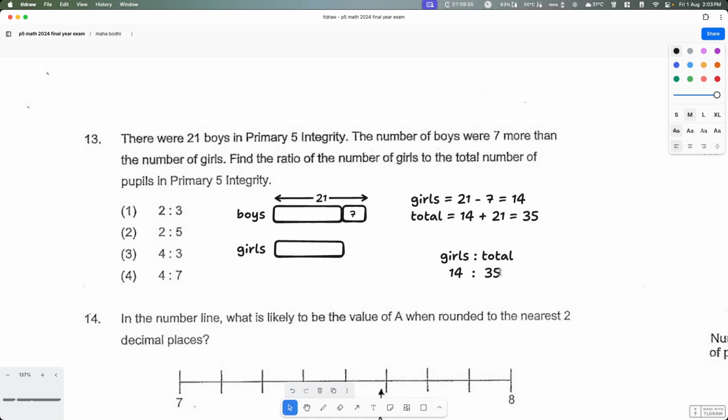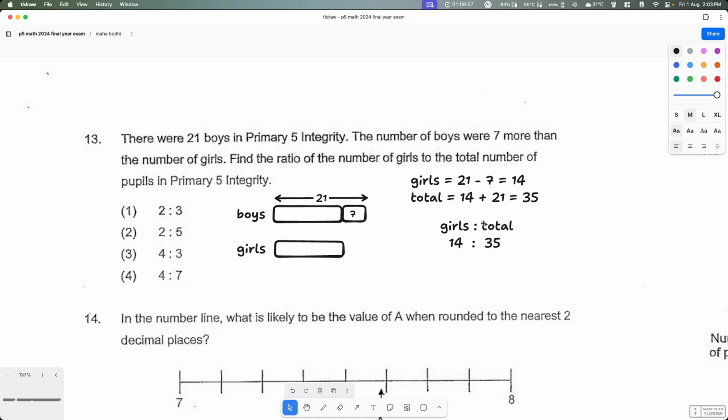So can we simplify this? Of course. So we can divide by what? What is the common multiple? 7, right? Divide by 7 for both. And this will then become what? What do you think? 14 divided by 7 is 2. 35 divided by 7 is 5. So in this case, it will become 2 is to 5. So that means this is option number 2.